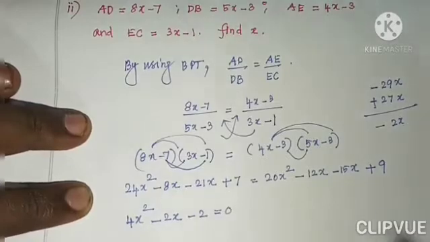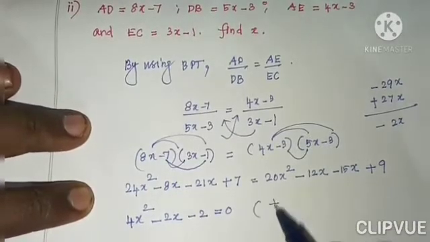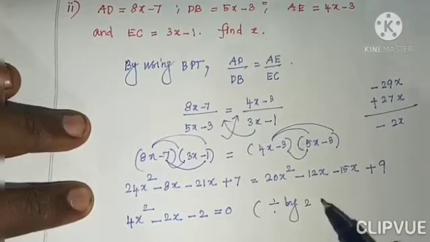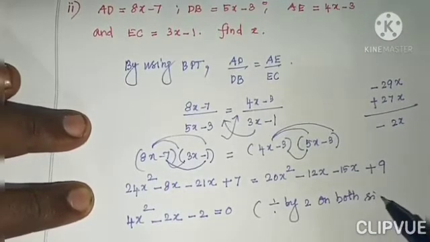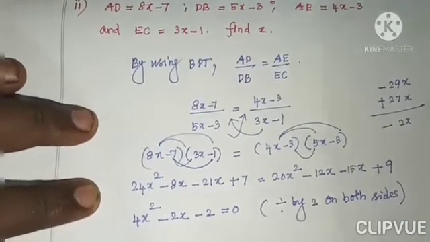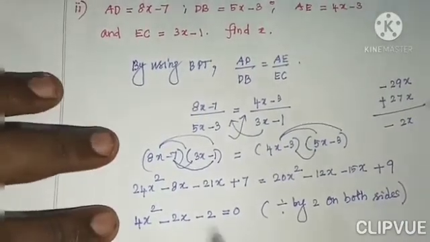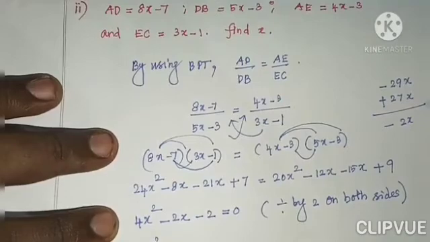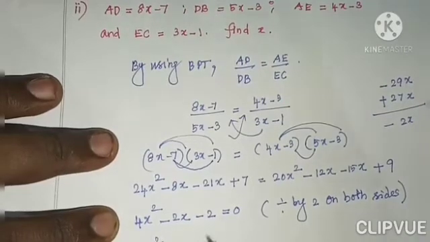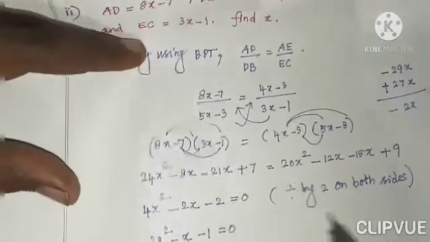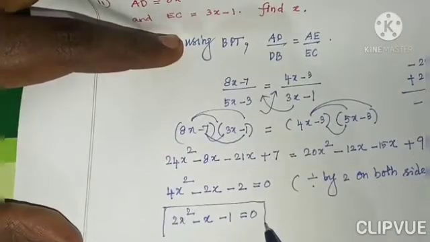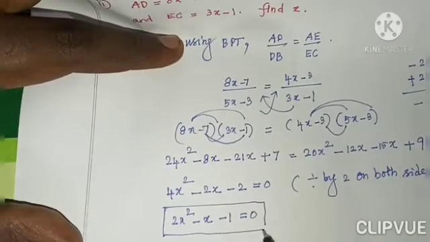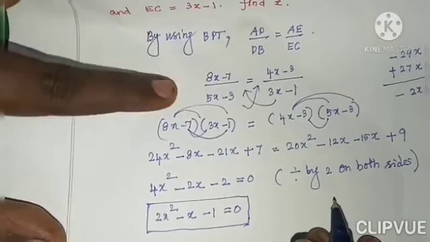is equal to 0. If you divide by 2 on both sides, what do we get? 4x square divided by 2 is 2x square, minus 2x becomes minus x, minus 2 becomes minus 1, is equal to 0. What is it? It is in the form of a quadratic equation of variable x.